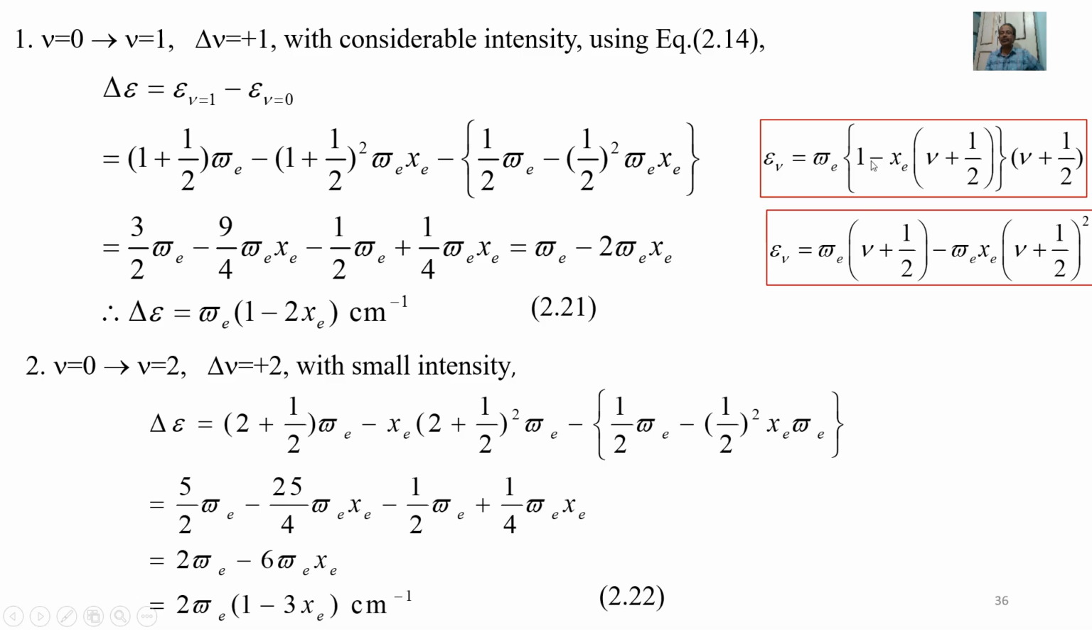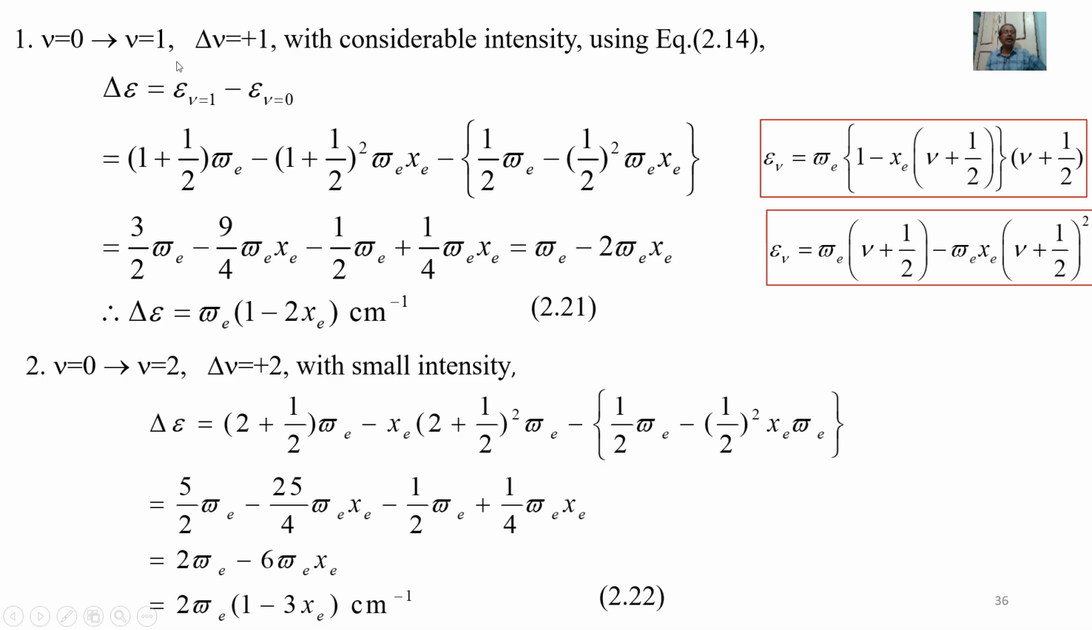See here, this is the expression, and we can pull out nu plus 1 by 2 here. You just multiply this inside nu plus 1 by 2 and we get this expression, equation 2.14. You multiply nu plus 1 by 2 inside, and we will have omega E into nu plus 1 by 2 minus omega E x E into nu plus 1 by 2 whole square. So we are going to use this one only.